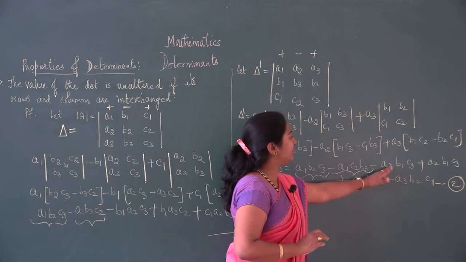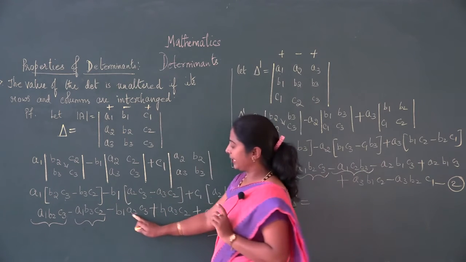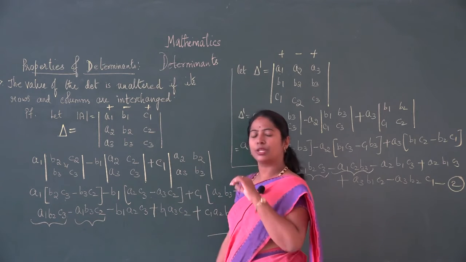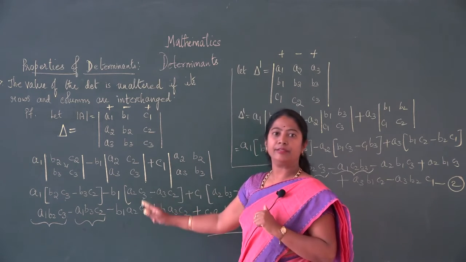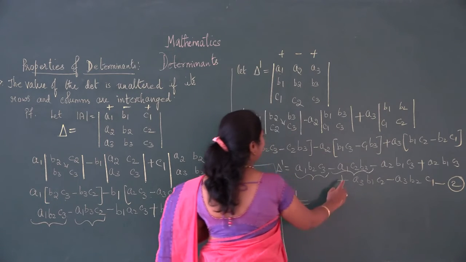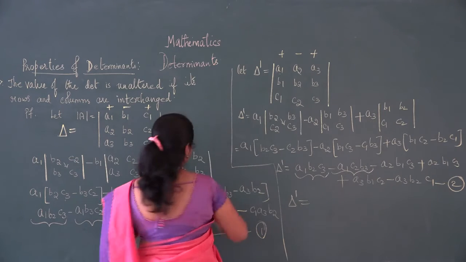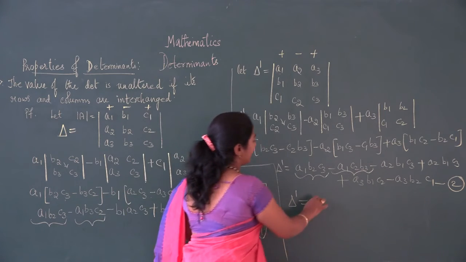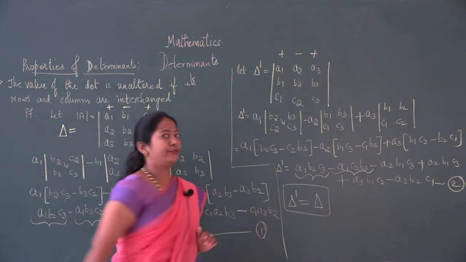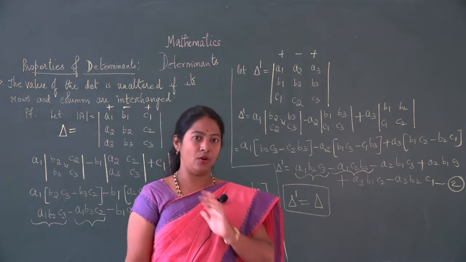A2 B1 C3 is negative in the second equation. What about in the first equation? A2 B1 C3 is again negative. Similarly, when we cross check all the terms comparatively with the first equation, it is 100% same. But that equation we have denoted as what? We have denoted as delta. Therefore, I can write delta dash is equal to delta, which means if rows and columns are interchanged, the value of the determinant remains unaltered.